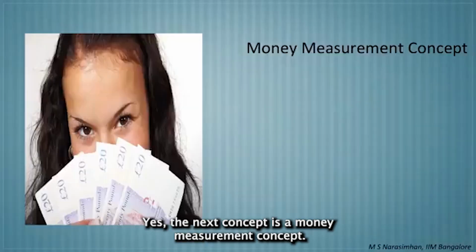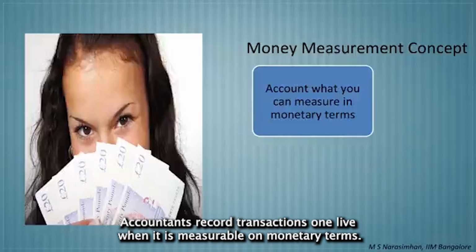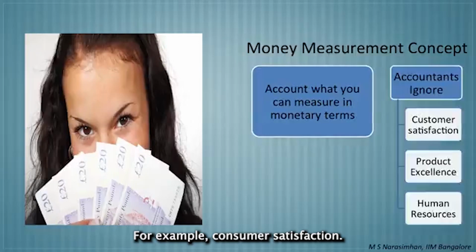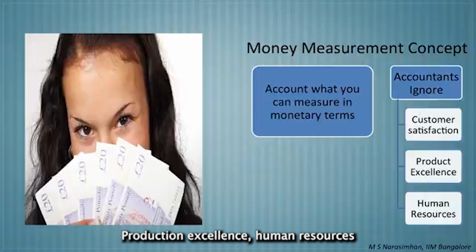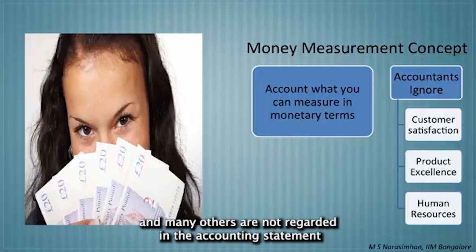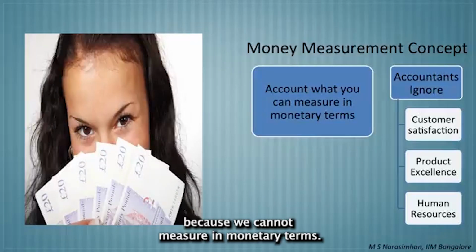The next concept is the money measurement concept. Accountants record transactions only when they are measurable in monetary terms. For example, consumer satisfaction, production excellence, human resources, and many others are not recorded in the accounting statements because we cannot measure them in monetary terms.